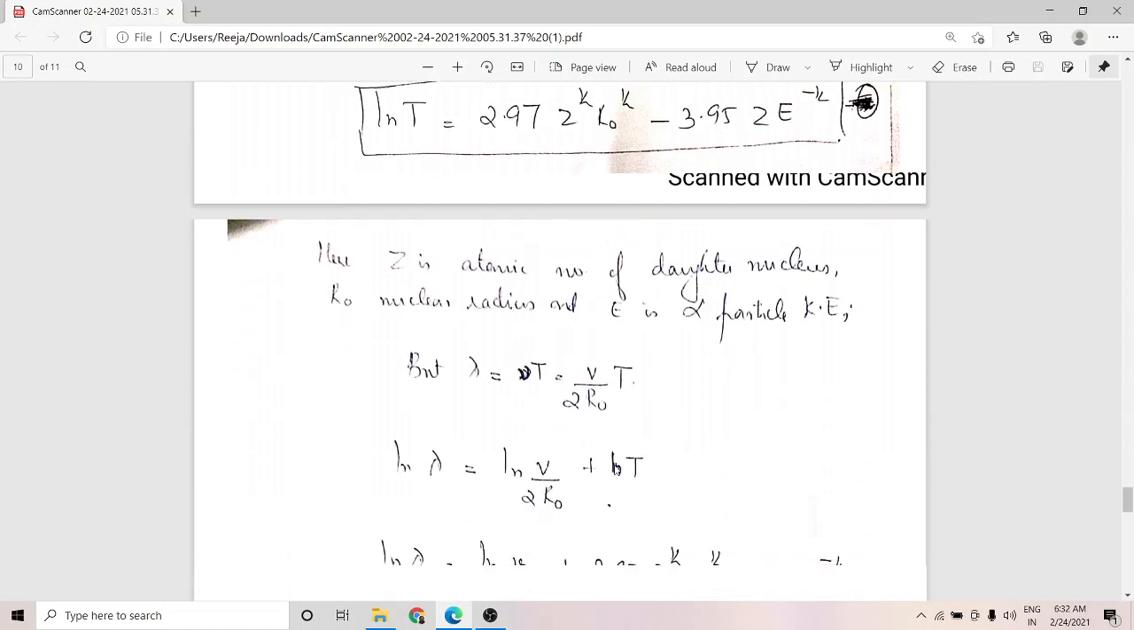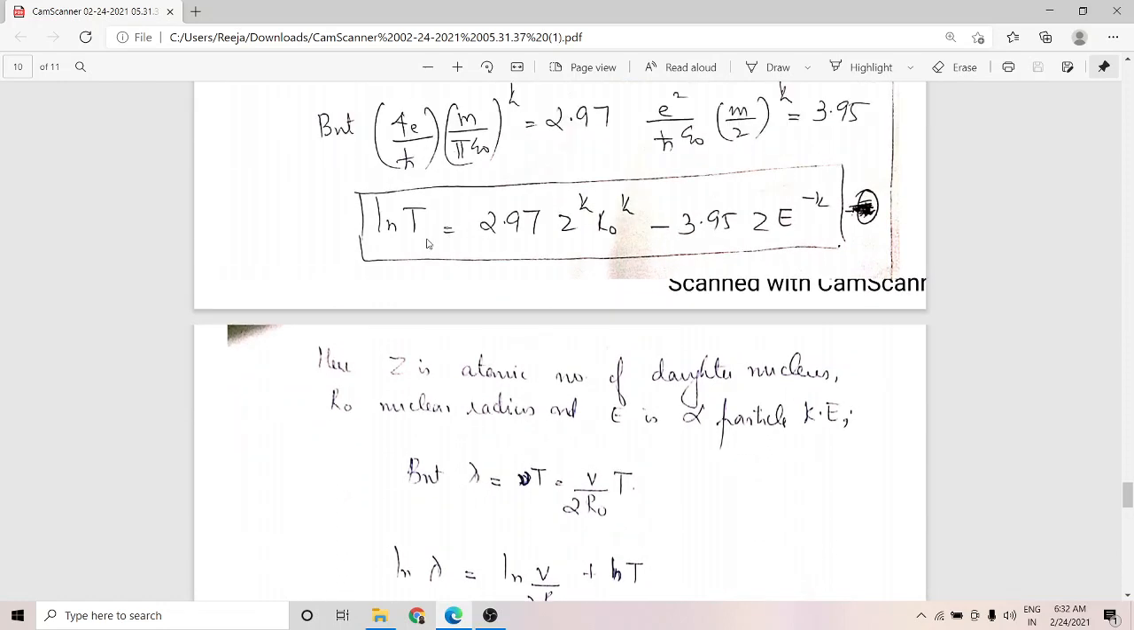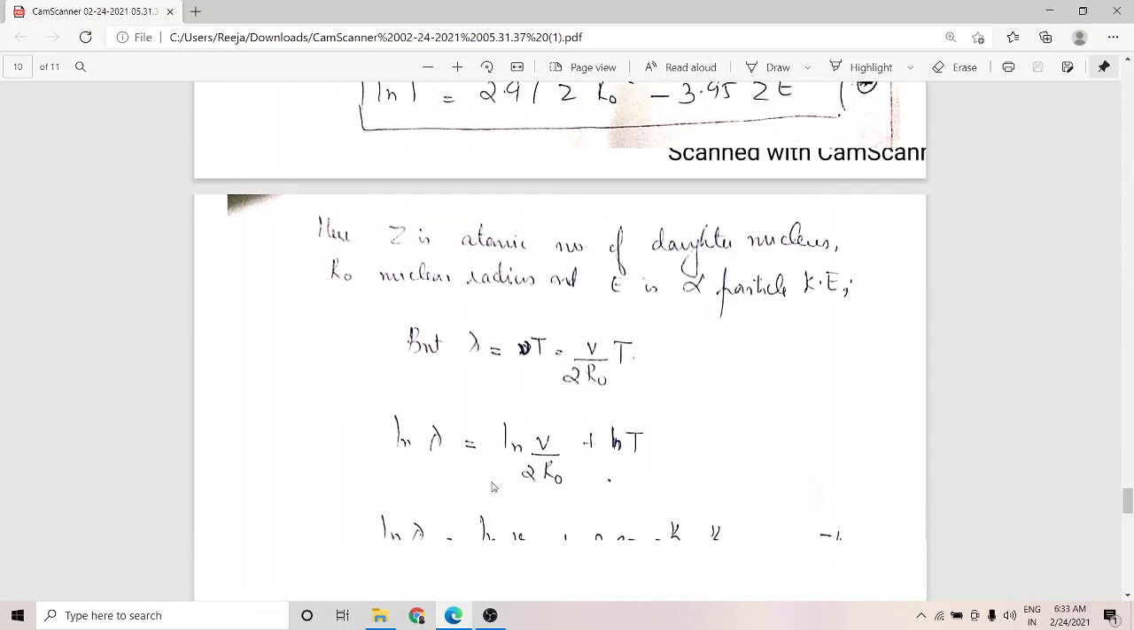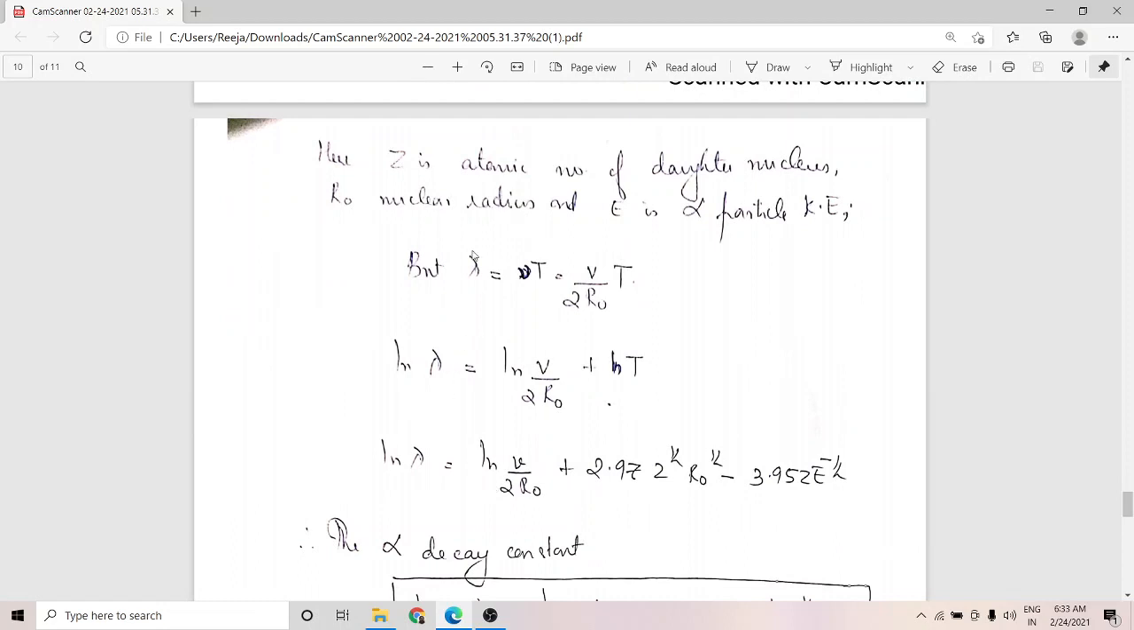Okay, now what we do is, it is not the transmission probability that I need. I need the decay constant lambda. Lambda is equal to nu into t, that is v by 2 r0 into t. This was where we began our derivation from, the probability of decay, the decay probability per unit time. And I am taking a logarithm of this so that it's equal to ln lambda equals ln v by 2 r0 plus ln t. ln t we have already calculated. That I substitute here.